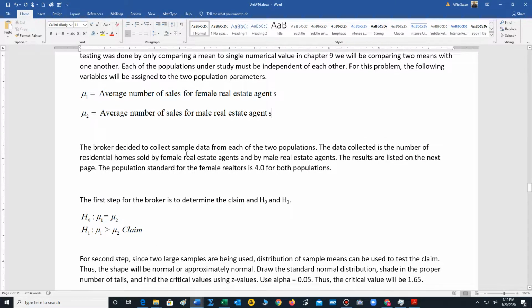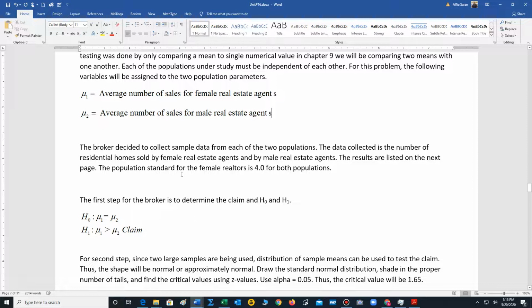The broker decides to collect sample data from each of the two populations. So one population will be all the female real estate agents. The other population will be all the male real estate agents. So two samples will be collected from each of these populations. The data collected is the number of residential homes sold by female real estate agents and by male real estate agents. And then we have the results listed on the following page below.